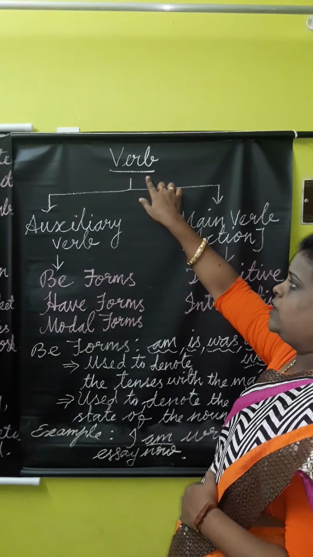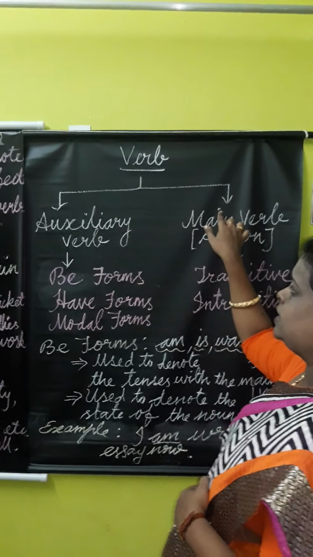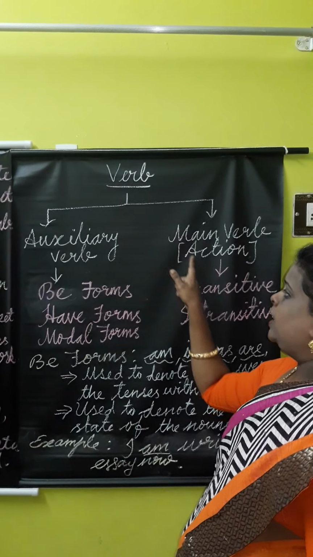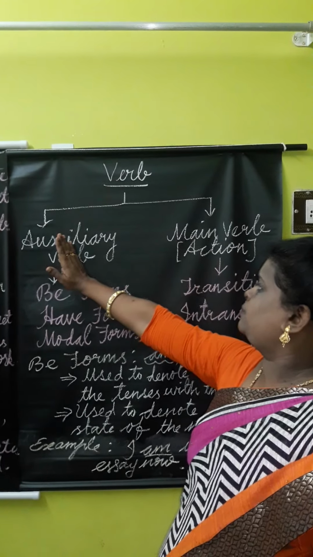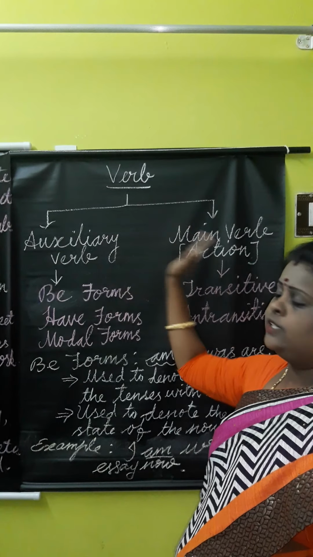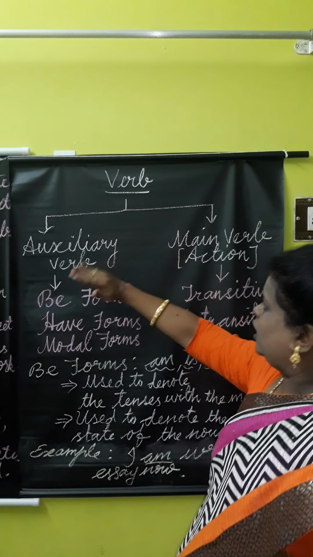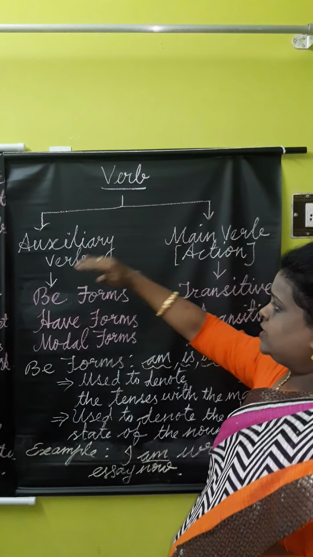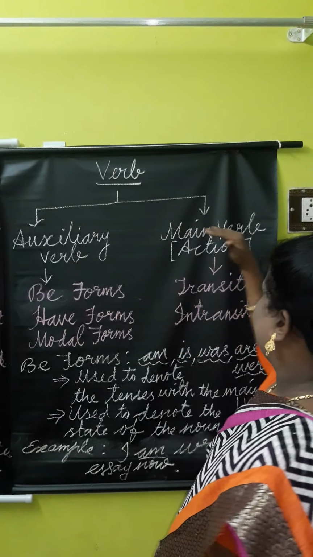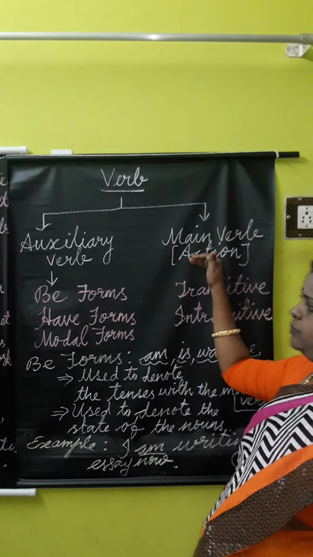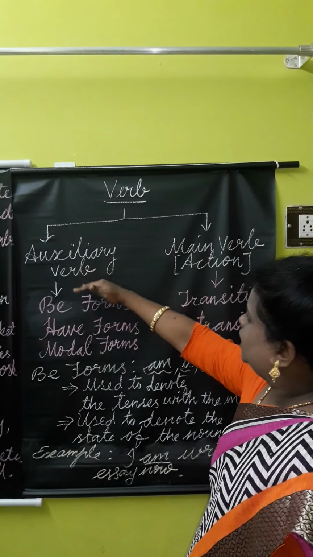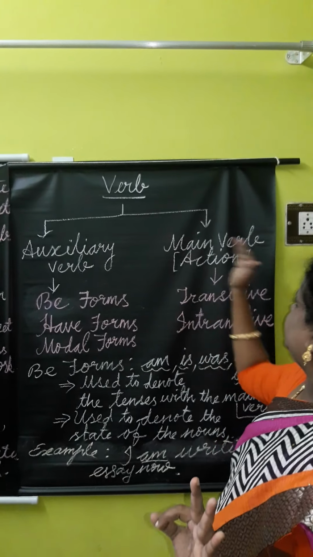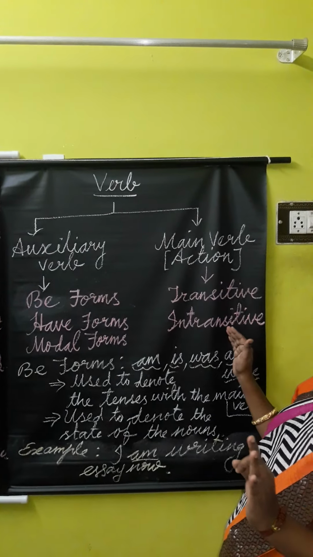See, verbs. Mainly how many kinds of verbs are there? Auxiliary verb and main verb. Let's have it like this: auxiliary verb and main verb are friends. Always this auxiliary verb helps the main verb. Auxiliary verb means helping verb. Main verb means action verb. For example, auxiliary verb has 3 children and his friend, the main verb, has 2 children.